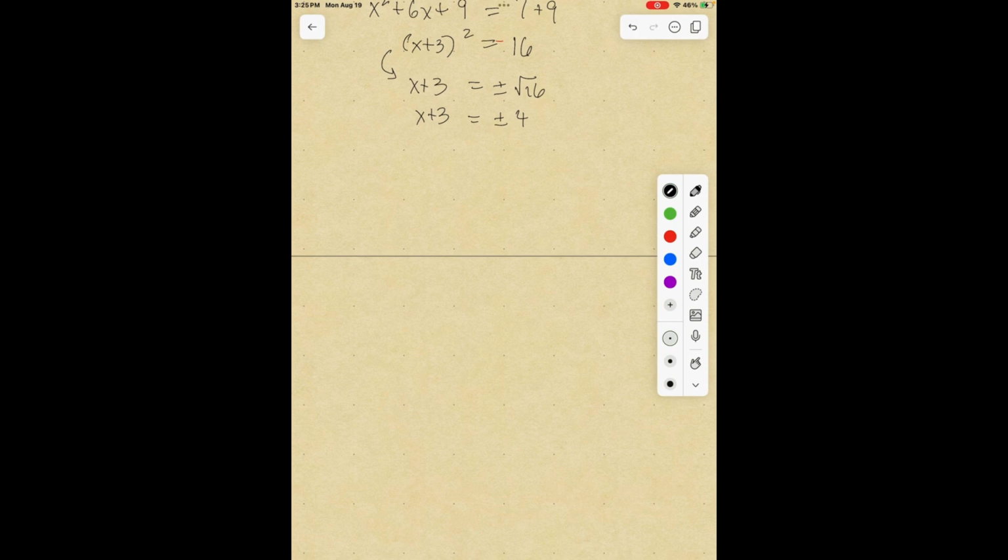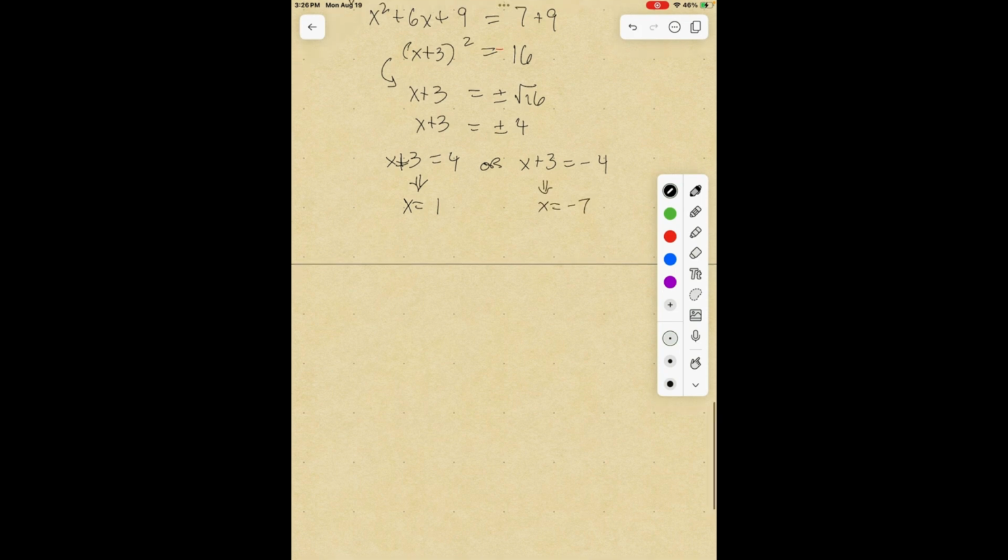So now I have x plus 3 equals 4, and I have x plus 3 equals negative 4. And I can just solve each of them. Remember, we figured out that x plus 3 must be either 4 or negative 4. Therefore, either x plus 3 is 4, or x plus 3 is negative 4. And so for this one, that implies that x is 1. And this one implies that x is negative 7.